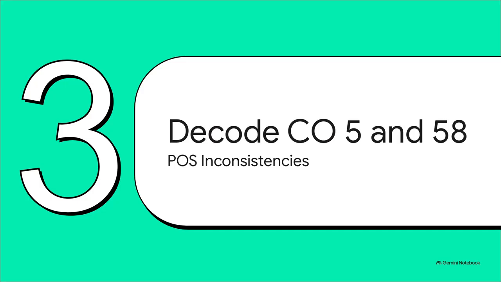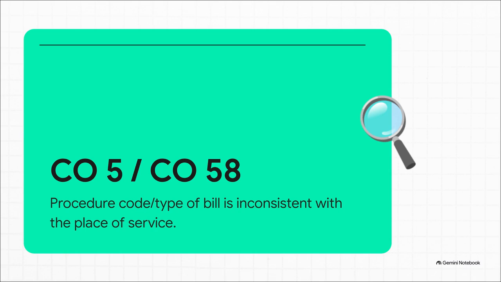All right, part 3, decoding CO5 and 58, place of service inconsistencies. While CO151 is all about volume, CO5 and 58, they are all about location. Both of these denial codes indicate a fundamental mismatch on the claim itself. Basically, the payer is telling you, hey, the procedure code you provided completely contradicts the physical setting where you said it was performed. I mean, you can't exactly perform an inpatient-only open-heart surgery in a podiatrist's private office, right?